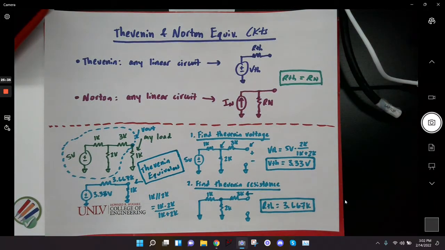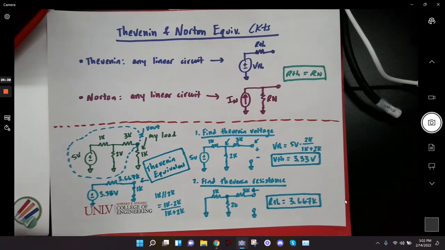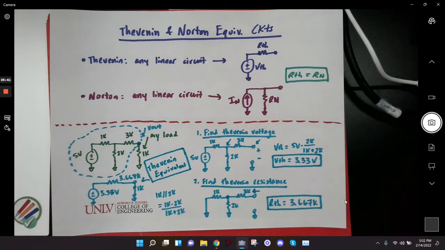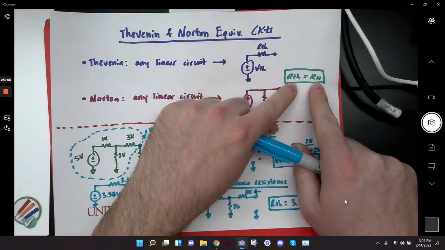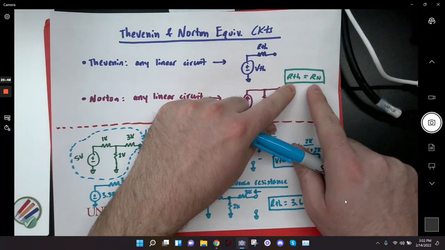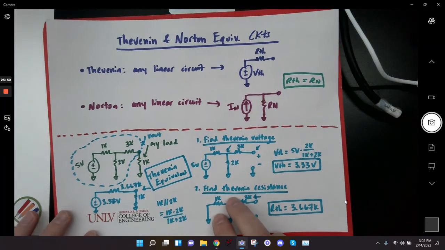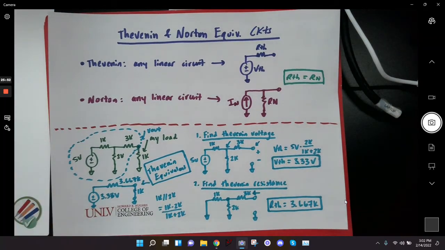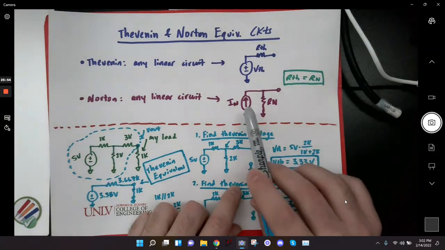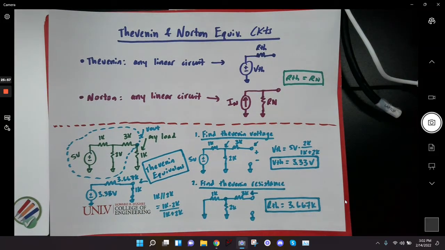All right. So let's move on to another page, and I'll show you how to find the Norton equivalent. Finding the Norton resistance is exactly the same. The Norton and the Thevenin resistors are exactly the same, so you do the same exact thing to find the Norton resistance. But finding the Norton current, there's something a little different that we're going to have to do, and we'll do that now. So let me go to a new page.